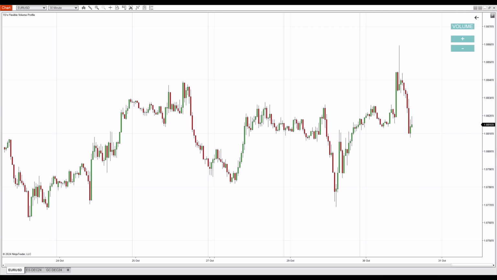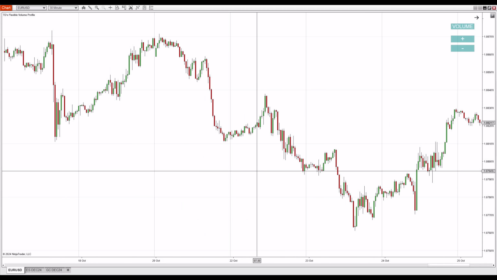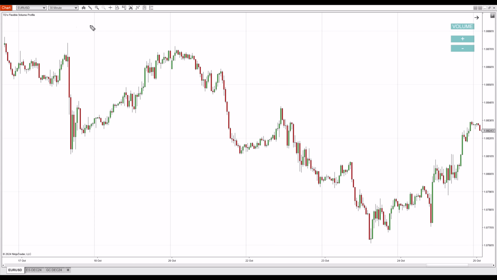Now, what I would like to do is give you a couple more examples of those three patterns, so it is a bit easier for you to identify them. So let's move the chart a bit. By the way, I haven't mentioned this, we are looking at the euro-dollar 30-minute chart, and sometimes there are more ways how you can look at it actually.